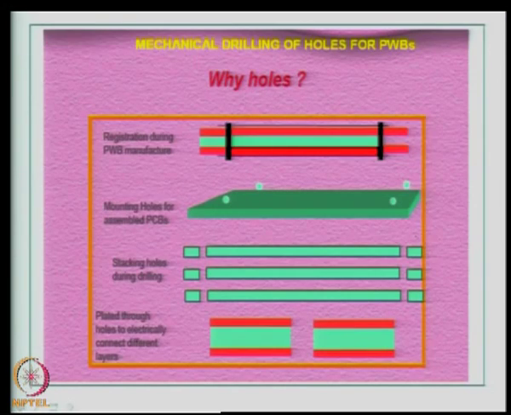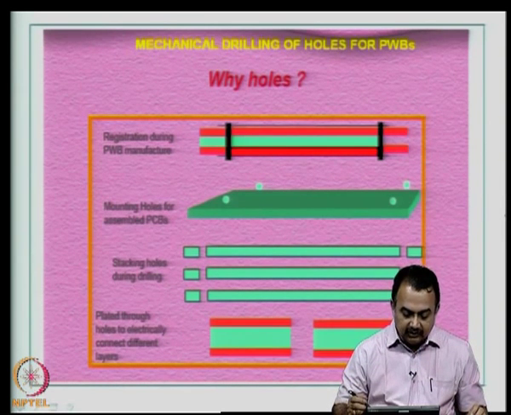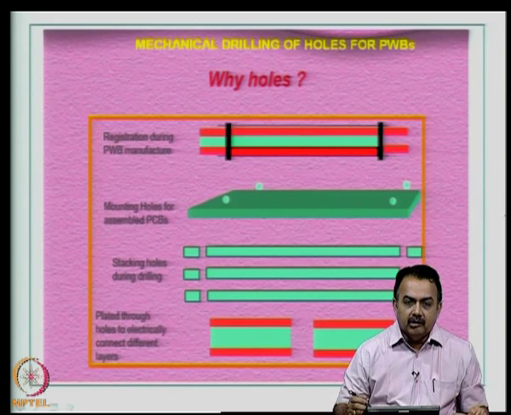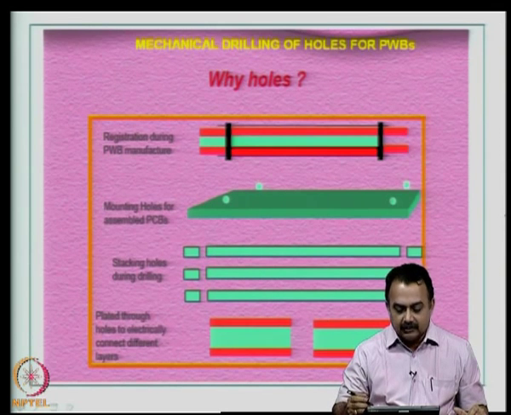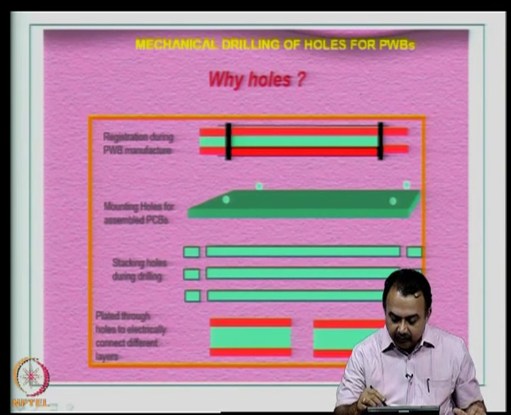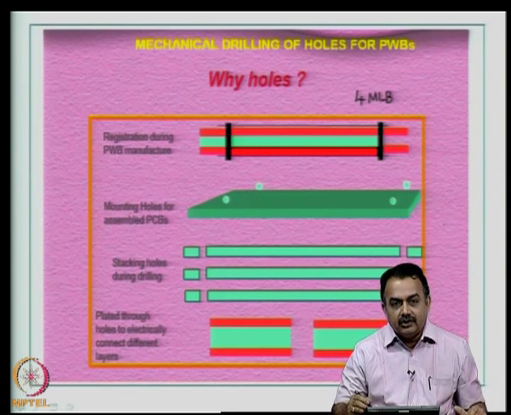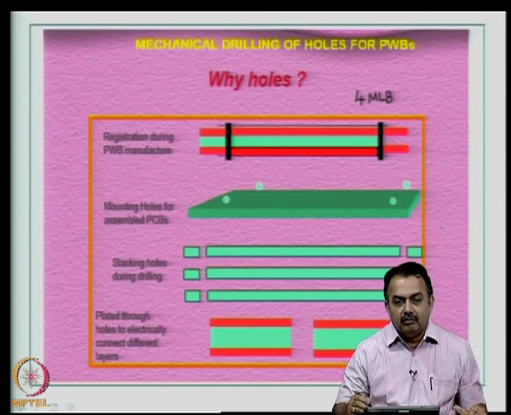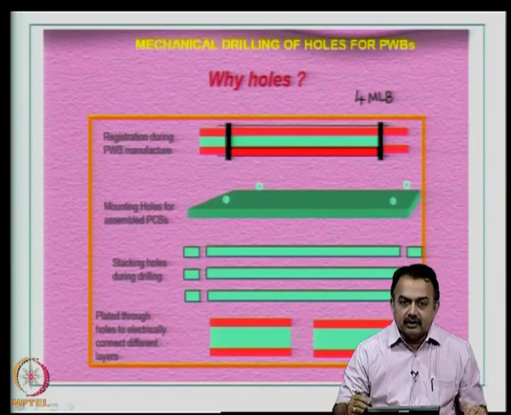Let us begin with the topic on mechanical drilling. Very briefly we have touched upon this in the last class. Why do we require holes? We require holes because we need to register the printed wiring boards during the manufacturing, because when you build up a multi-layer substrate, for example, a 4-layer multi-layer board, you need to register each of the layers perfectly using the photo mask and the laminate structure. Therefore, you require registration holes or tool holes for manufacturing.